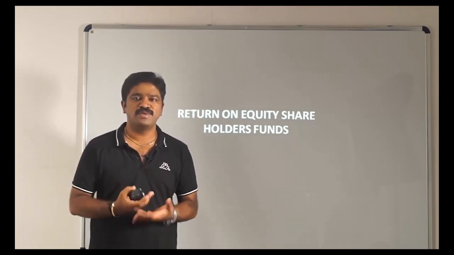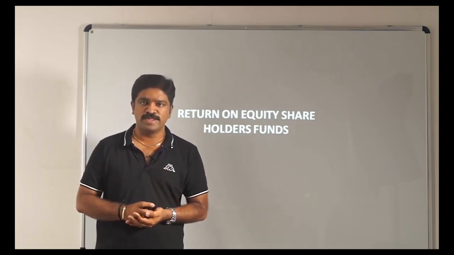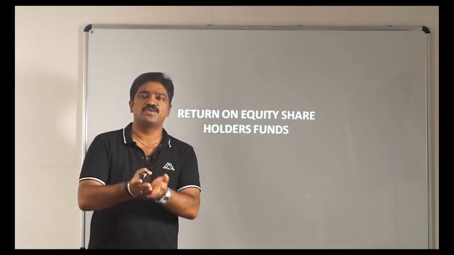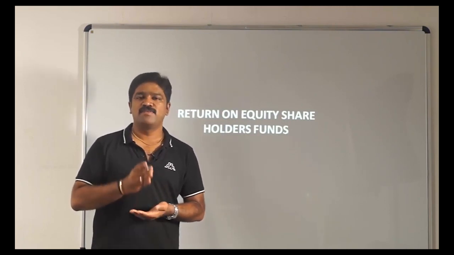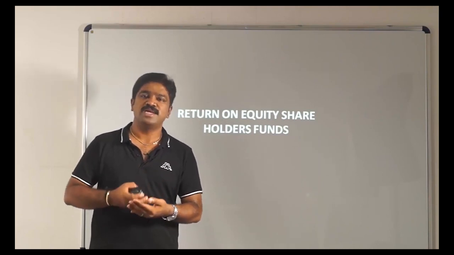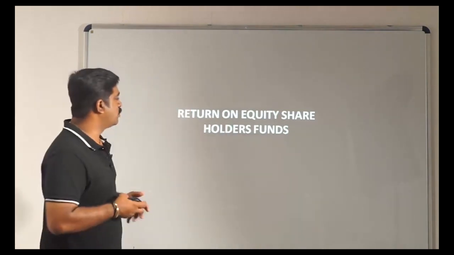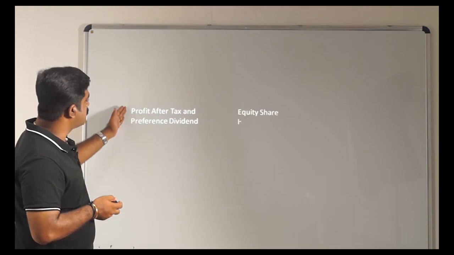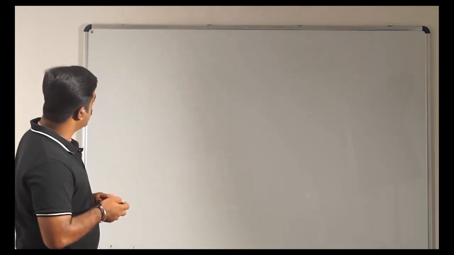Now, which profit is available for equity shareholders? It is not profit after tax. Why? Because from profit after tax, some portion has to be distributed to preference shareholders. So profit after tax less preference dividend will give earnings available for equity shareholders, and that should be compared with the equity shareholders funds, and that talks about return on equity shareholders funds. Let's see. Profit after tax and preference dividend should be compared with equity shareholders funds, and that gives us the ratio.